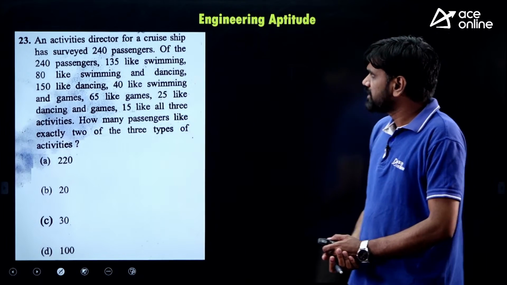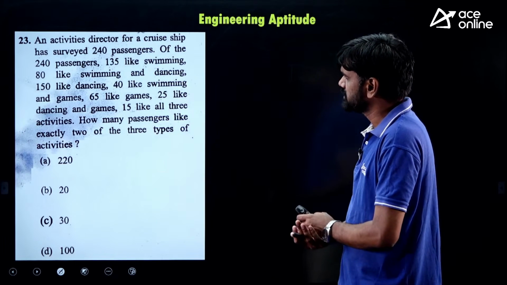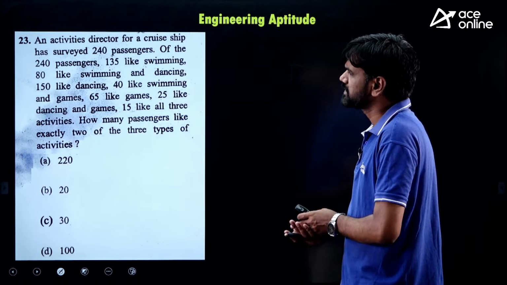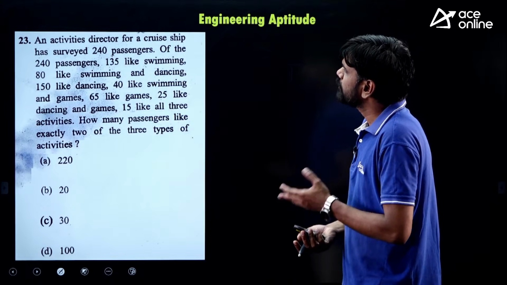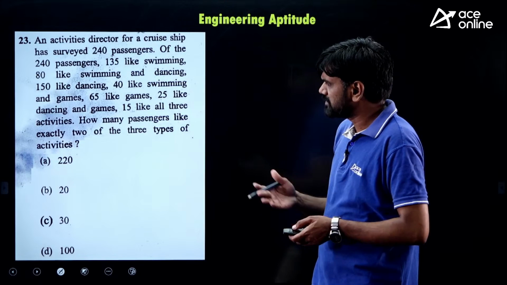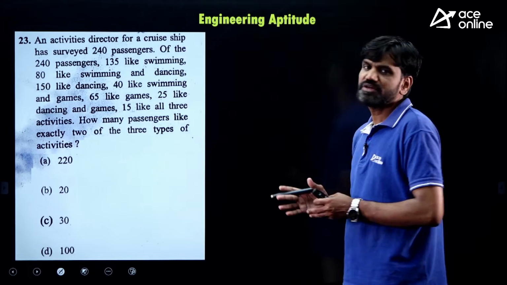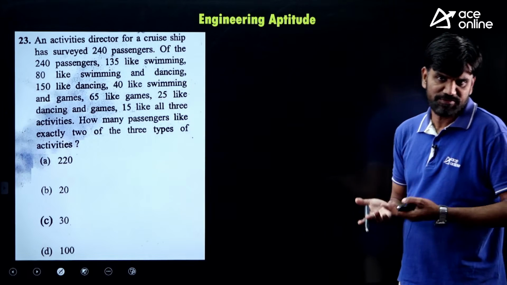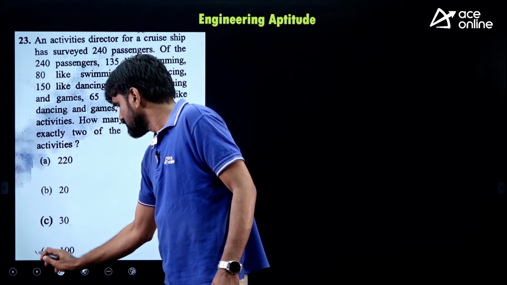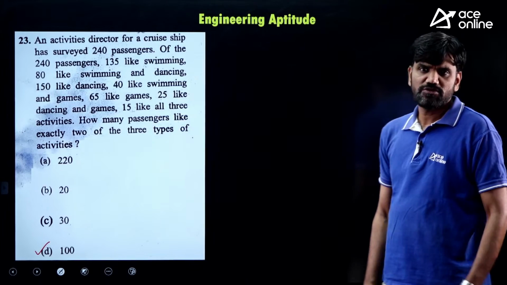23. An activities director for a cruise ship has surveyed 240 passengers. Of the 240 passengers, 135 like swimming, 80 like swimming and dancing, 150 like dancing. So 40 like swimming and games, 65 like games, 25 like dancing and games, 15 like all the three activities. How many passengers like exactly 2 of the 3 types? So this is something which is related to Venn diagrams, 3 variable type. So this is a very simple one, and solving you will get the answer as option D. So detailed solutions will be available on the website, so please download from there.